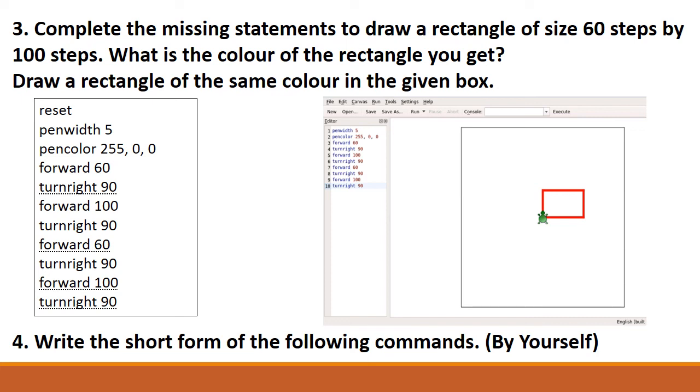The last question is question number 4. Write the short form of the following commands. You have learned all the commands of KTurtle in your chapters 3, 4, 5. You have to do this question by yourself.